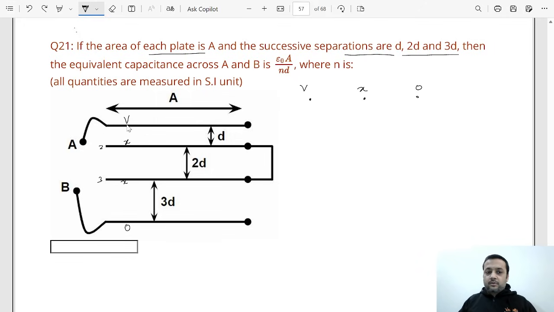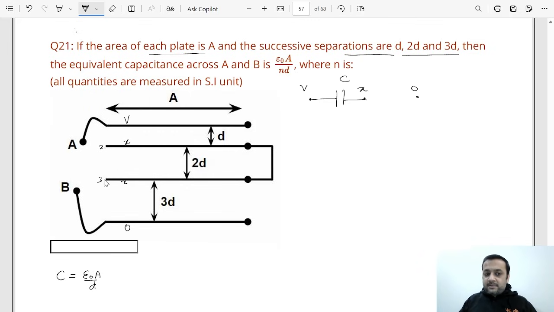Now look, this capacitor was connected between V and X, so I'll connect this capacitor between V and X. And the distance between the plates is d, the plates have a separation of d. So remember, C is epsilon naught A by d. If I call this value epsilon naught A by d, this capacitance will become C.